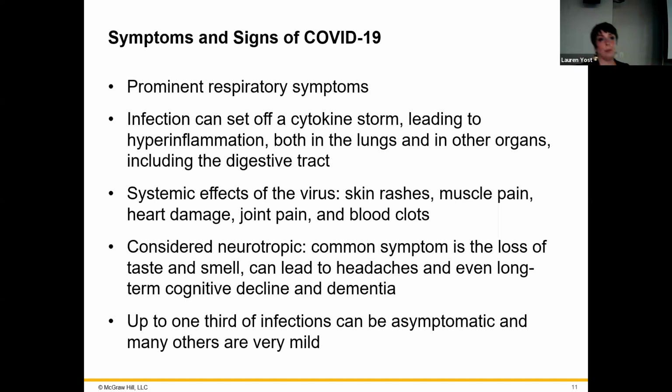And it is also a neurotropic virus that can affect the nervous system as well. And so people can actually have a nervous system illness associated with COVID if it does infect the nervous system. And that can lead to dementia and cognitive decline, and that can be a very serious thing for some people that get it. Up to a third of people that are infected with COVID won't have any signs or symptoms, again related to how their immune response responds to it.